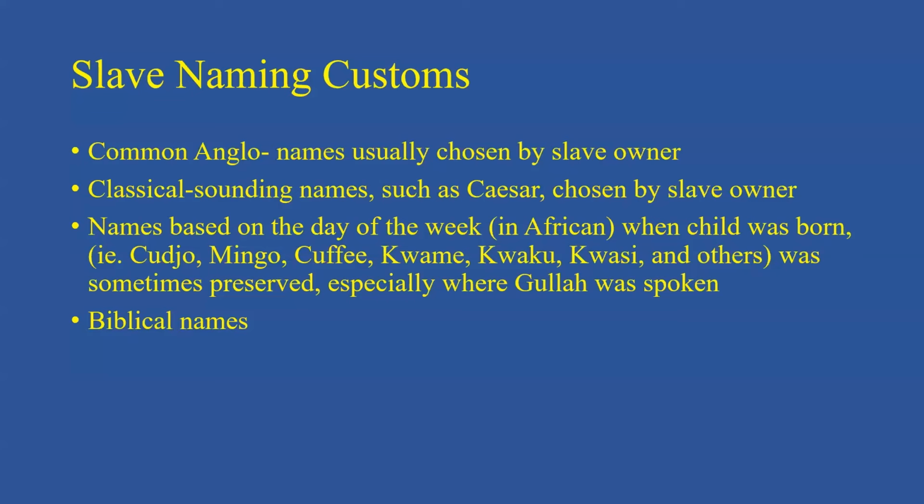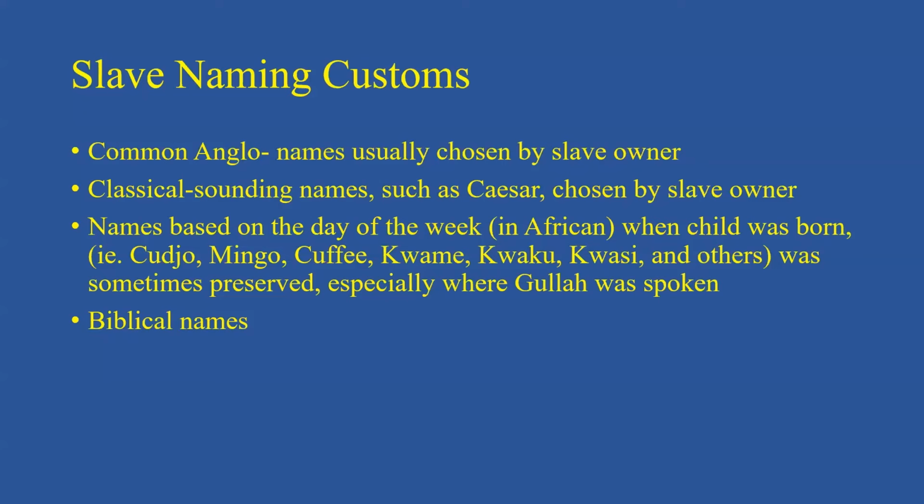The naming custom using the day of the week on which a child was born as its name survived in some slave cultures. Kujo, Mingo, Kufi, and Kwame were all examples of day names that were derived from the culture of the Akan people in what is now Ghana, Ivory Coast, and Togo. Some African children were also given names based on the circumstances of their birth, such as whether the father acknowledged the baby, whether the father was living or dead, whether the birth came after a long period of childlessness.